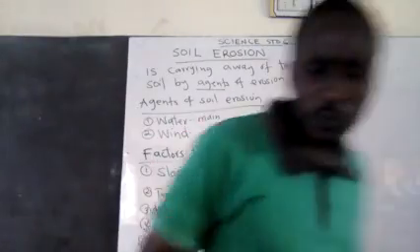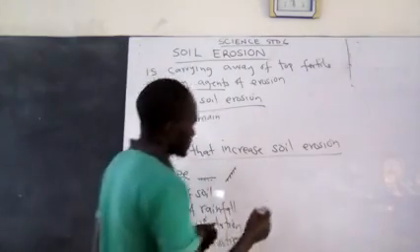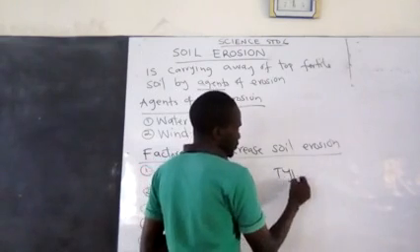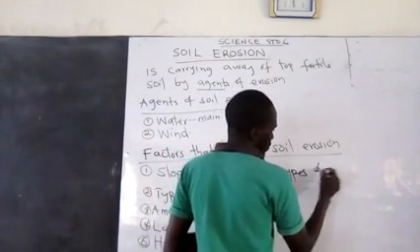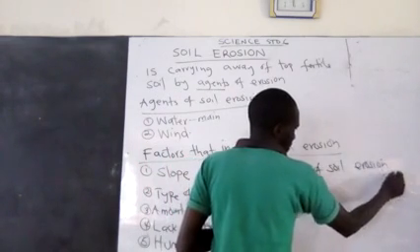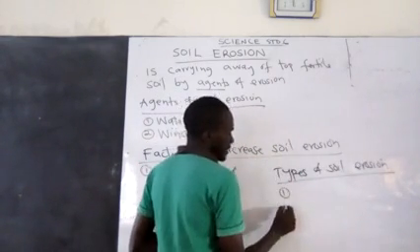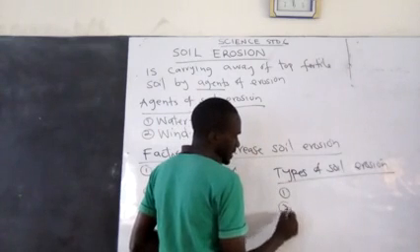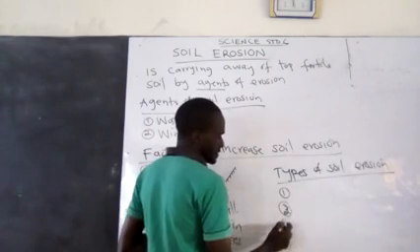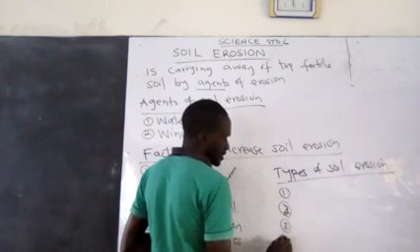Then we will go to types of soil erosion. Types of soil erosion. We are going to do this one very quickly. We have 4 main types of soil erosion.